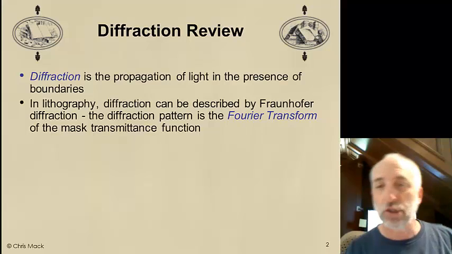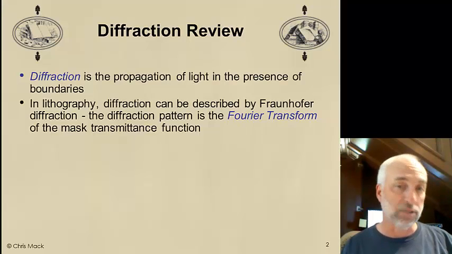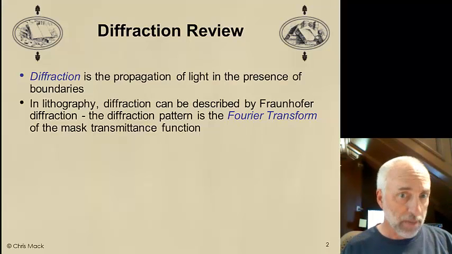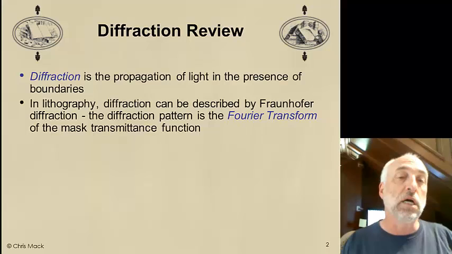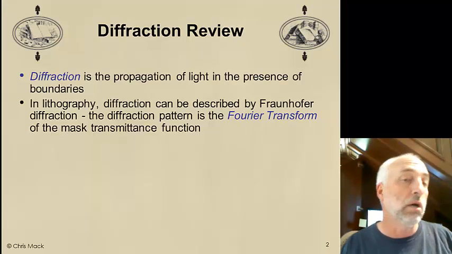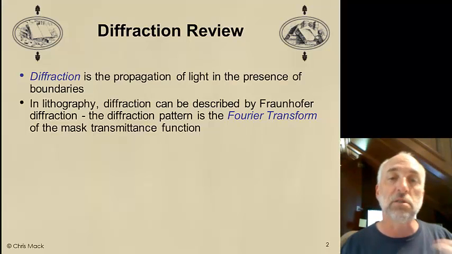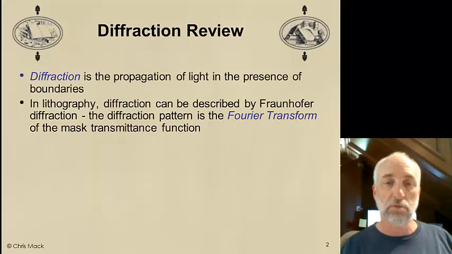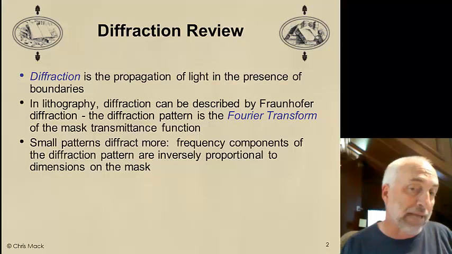And in that regime, we found that mathematically the diffraction pattern is simply the Fourier transform of the mask transmittance function. The mask transmittance function is the transmittance of the electric field through the mask. We often approximate that transmittance function for simple masks as a binary function, a 1 in the clear regions and a 0 in the dark regions. We found that small patterns diffract more.